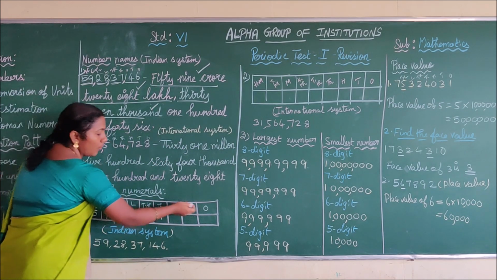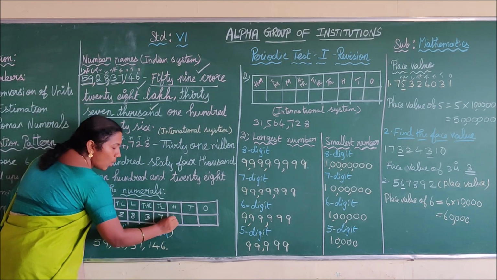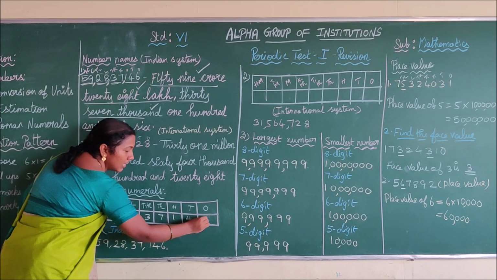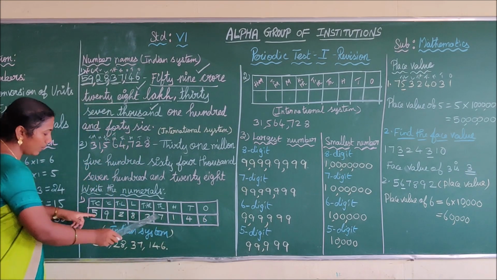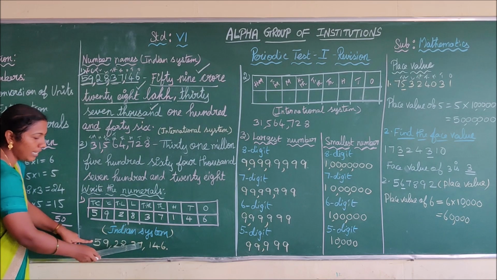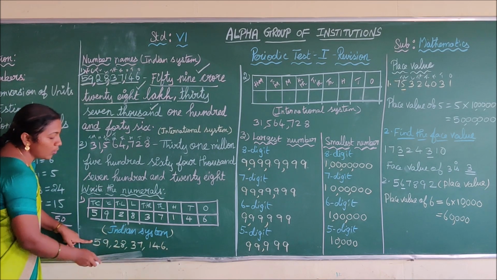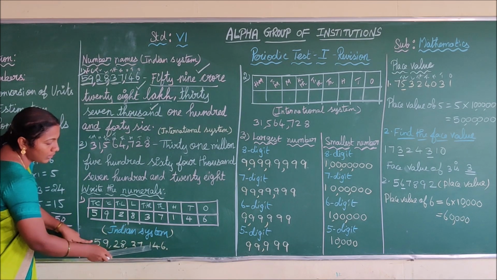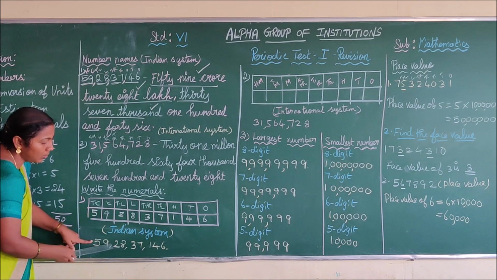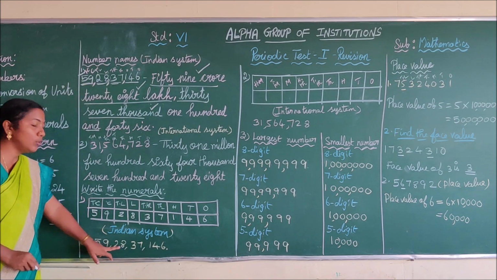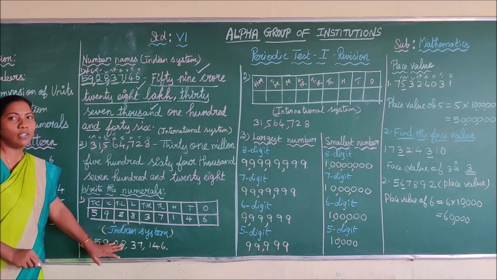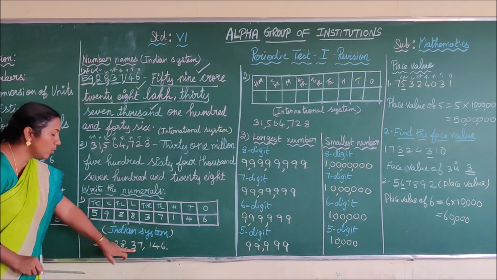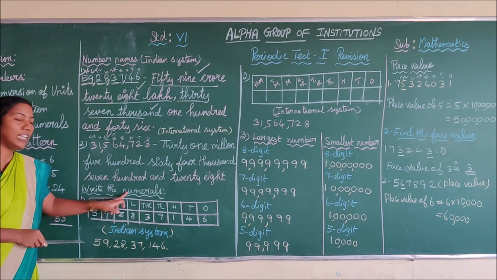146. So here we have the hundreds place value, tens and ones. Thus our record number is 59,28,37,146. You have to place the comma after the first 3 digits, and then 2 digits, and then 2 digits. Definitely you have to put the commas in the numerals, otherwise we will reduce the marks. So the comma is very important while you are writing the numerals.